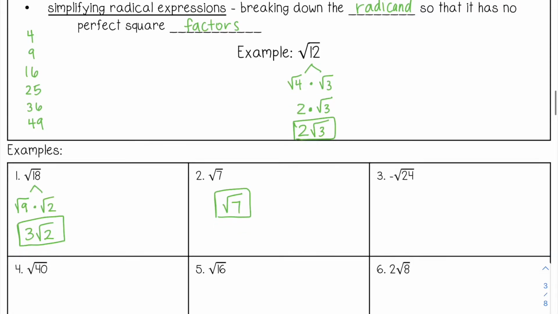Okay, number 3 is a little bit different because it has a negative out front. I'm just going to not worry about the negative right now and just worry about 24. So I'm going to look at my list. The biggest number that will divide evenly into 24 is going to be 4. And 4 times 6 is 24. Then I'm going to take the square root of 4, that's 2. And then I'm just going to bring that negative down and apply it to my answer.